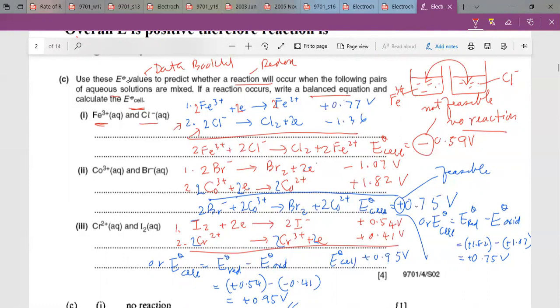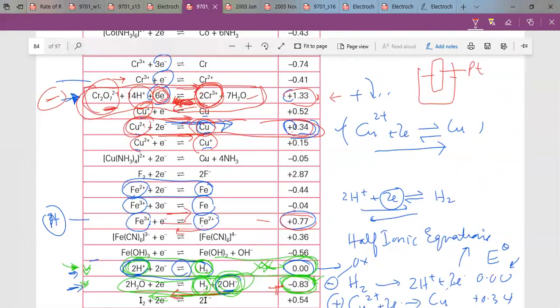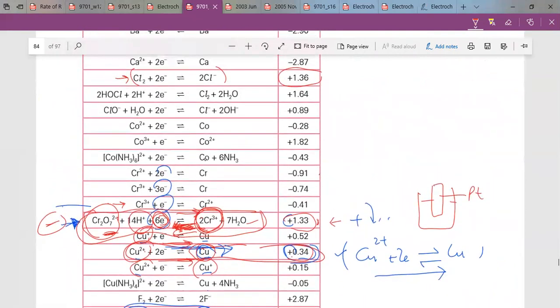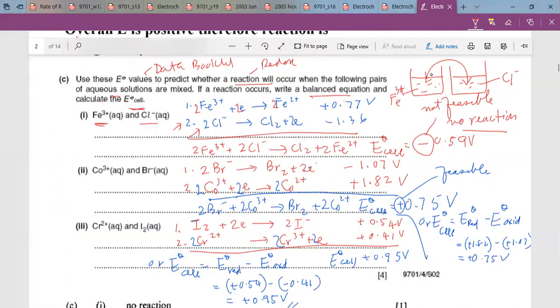2 Cl minus becomes Cl2 plus 2 electrons. So I put it down here. I check whether there is such an electrode potential. We have Cl2 going to Cl minus. See here, Cl2 going to Cl minus. So it's just the reverse. Yeah, so I can put the reverse, I just change the sign to minus 1.36, a very large value. Fe3+, if this undergoes oxidation, the other must undergo reduction.